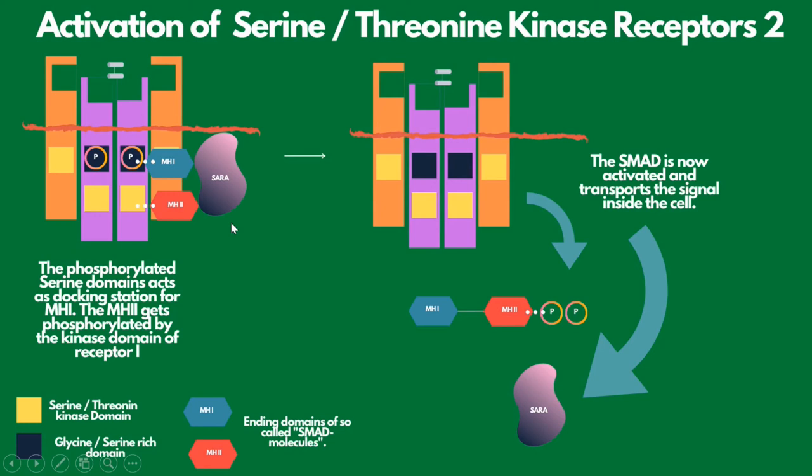So the phosphorylated serine domain then acts as a docking station for MH1 here, and the MH2 gets phosphorylated by the kinase domain of receptor 1. And then the SMAD is activated and transports the signal inside the cell. The binding between the SMADs and the SARA is loose now. SARA goes into the cell and we have an activated SMAD molecule right here.